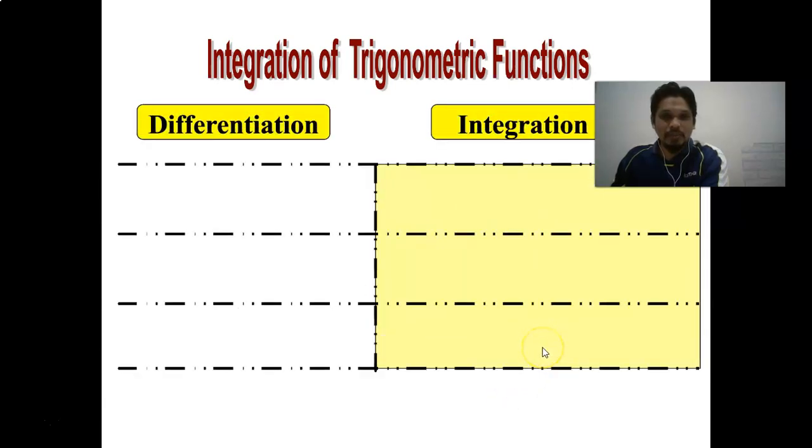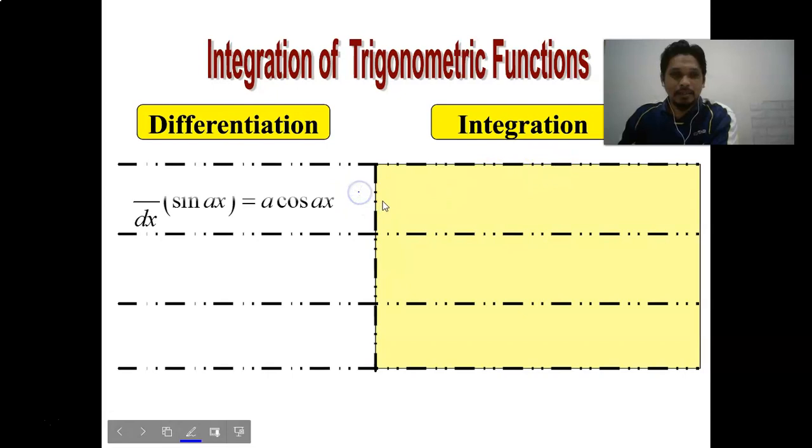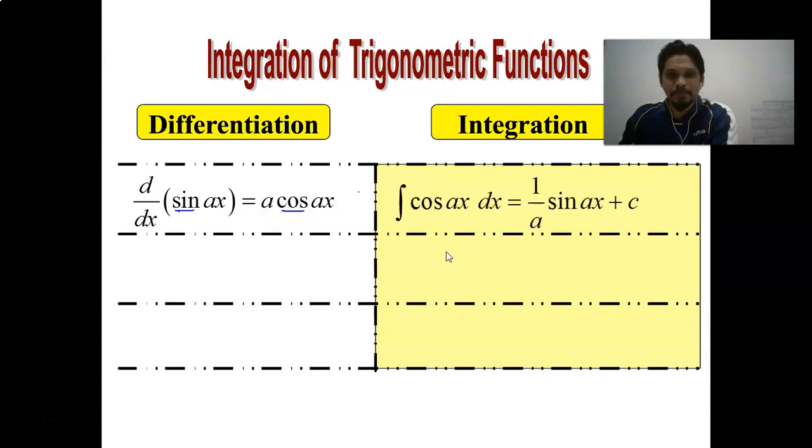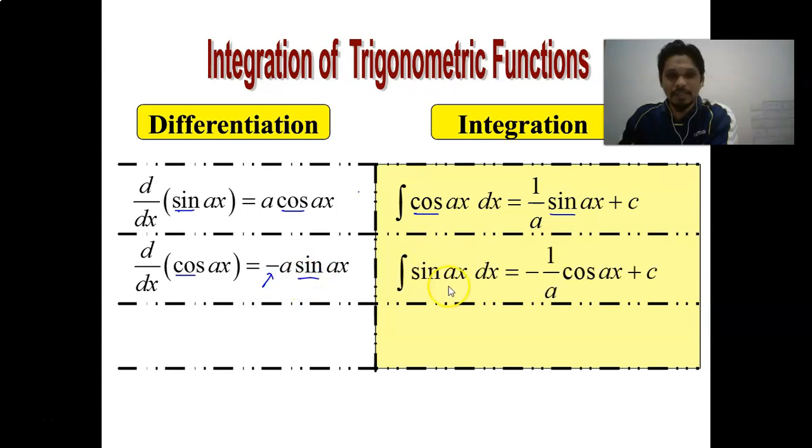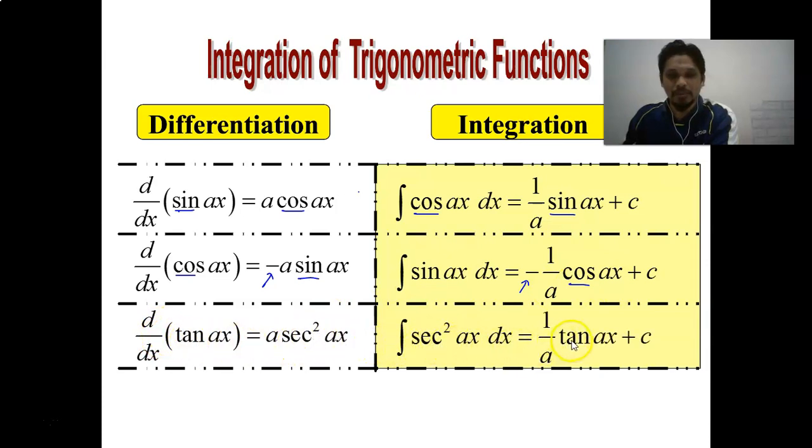Okay, so we look at the difference between integration of trigo and differentiation of this. Differentiate of sine, it gives you cos. So the integral of cos gives you sine. The differentiate of cos ax equals negative sine, and integral of sine ax equals negative cos. The differentiate of tangent equals secant square, so the integral of secant square equals tangent.